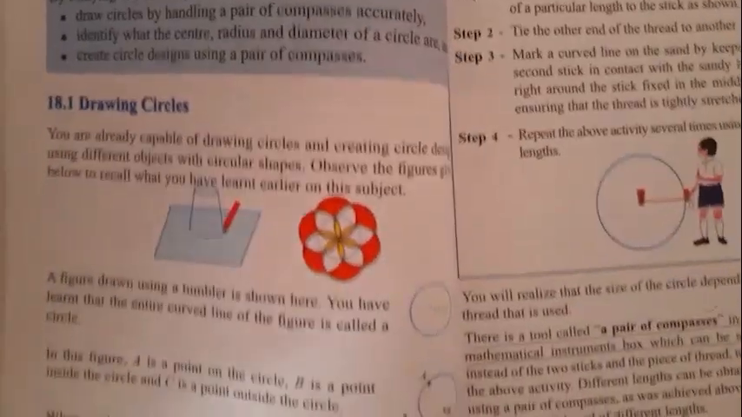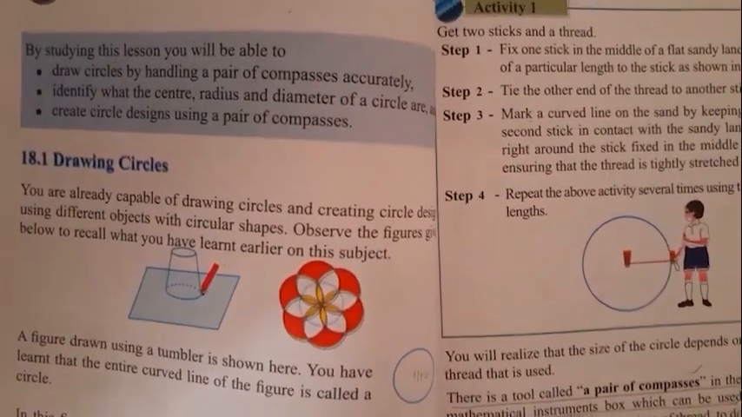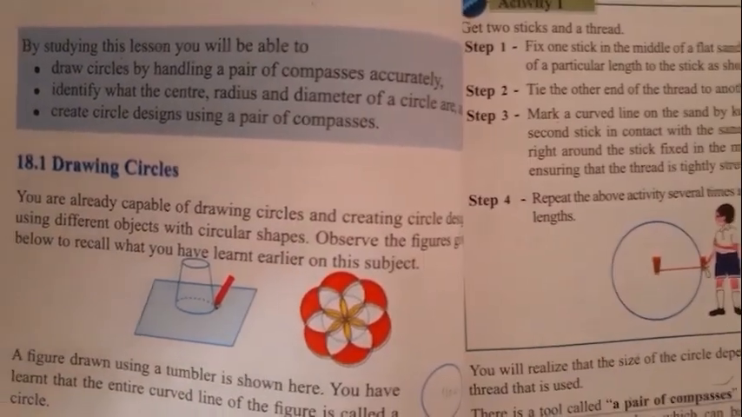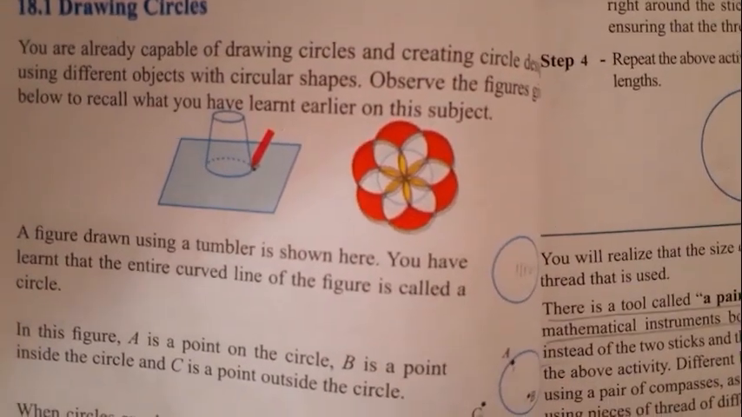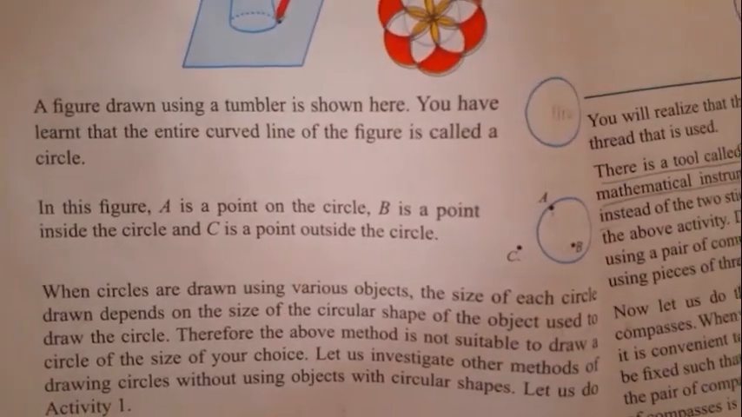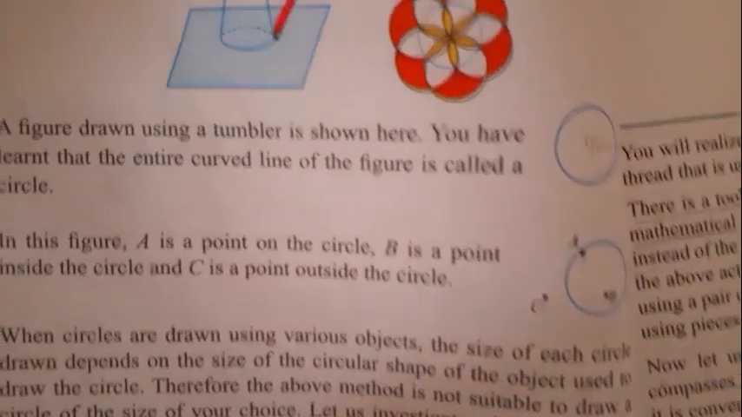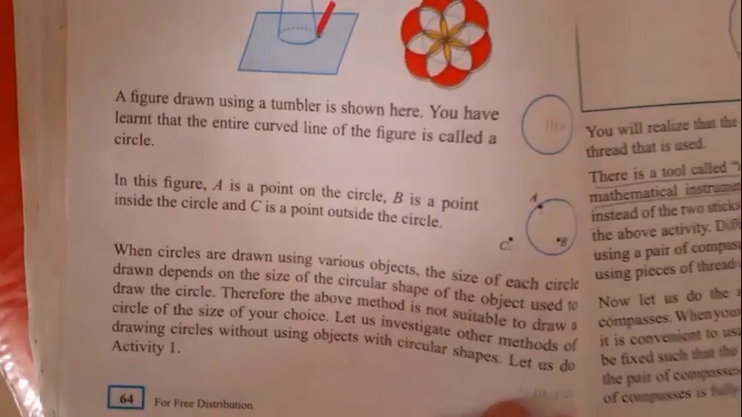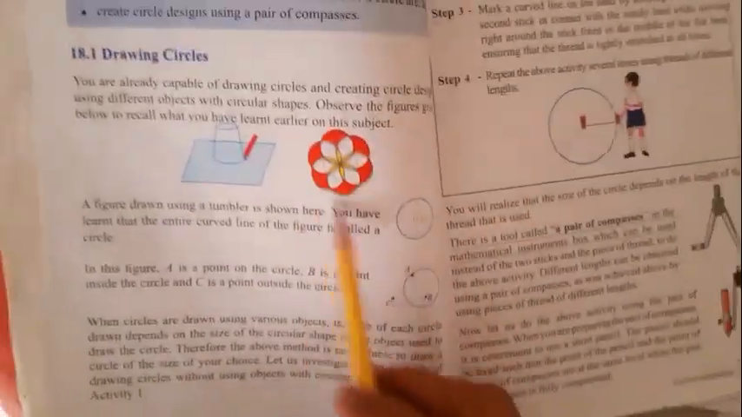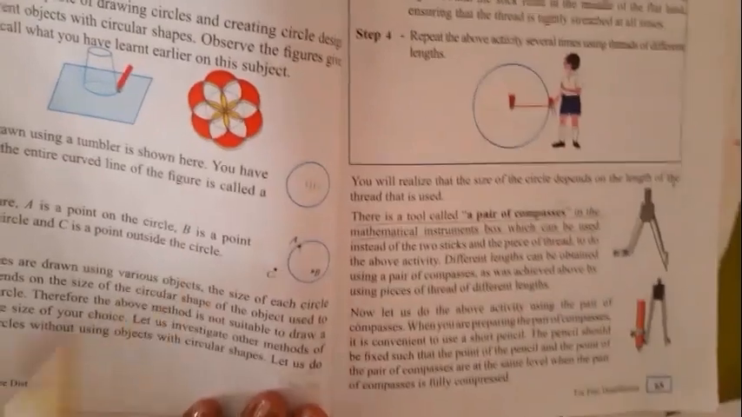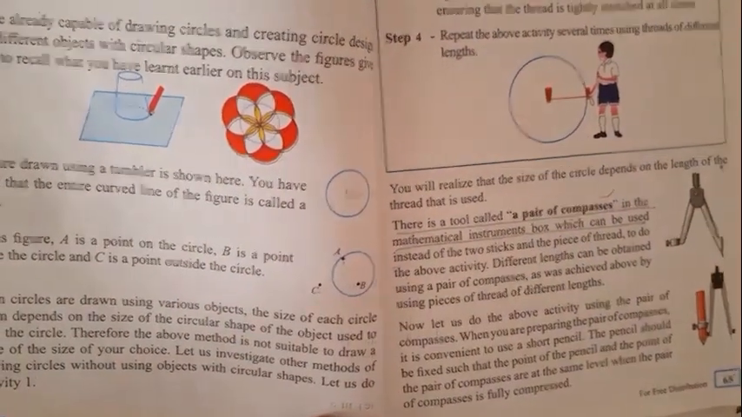Now, if you can give examples of circular shaped objects, you can see bangles, wheels. There are so many examples you can give. If you want to draw a circle, you can use various circular shaped objects to draw the circular pattern. Here you can see the circular pattern they have shown in the book.